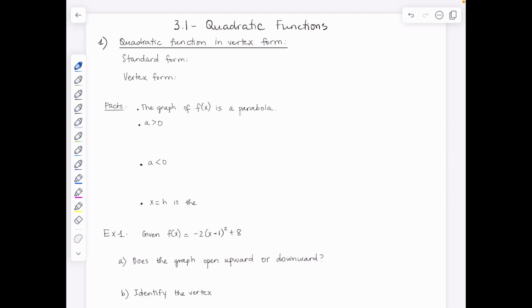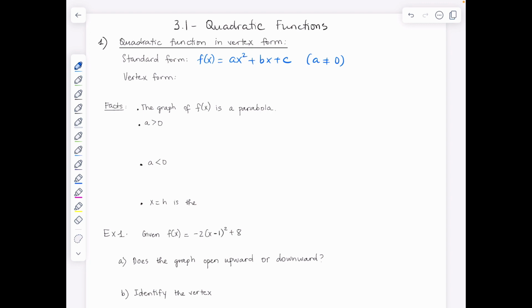Hi everyone, in this section we are going to talk about quadratic functions. Our main focus will be the vertex form of a quadratic function and how to graph a quadratic function. So in the past, you probably have seen the standard form, which is f of x is equal to ax squared plus bx plus c. This is called the standard form of the quadratic function, where a is a constant that is different from 0, and b and c are constants as well.